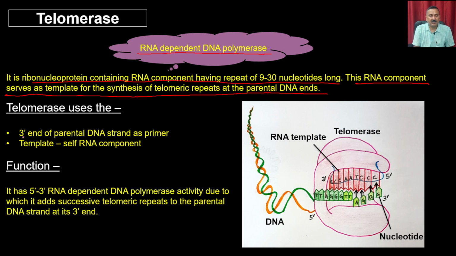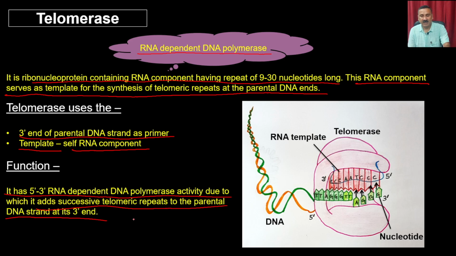So, telomerase uses the 3' end of the parental DNA strand as a primer, and its own RNA component as a template. It has a 5' to 3' RNA dependent DNA polymerase activity, due to which it adds the successive telomeric repeats to the parental DNA strand at its 3' end. This means the enzyme itself has the RNA component, and that RNA component serves as a template, and that is how it synthesizes the DNA complementary to that particular sequence, adds that repeat on multiple occasions, and fills the last gap of that particular DNA.